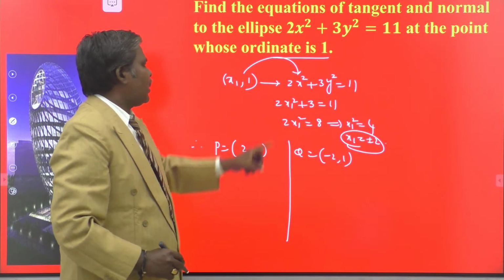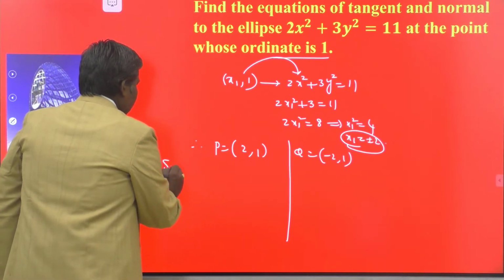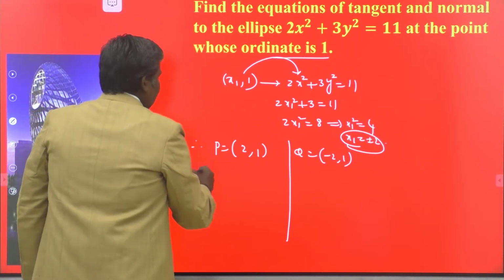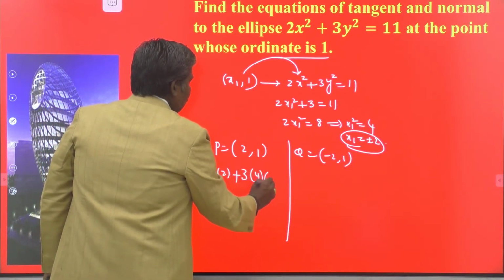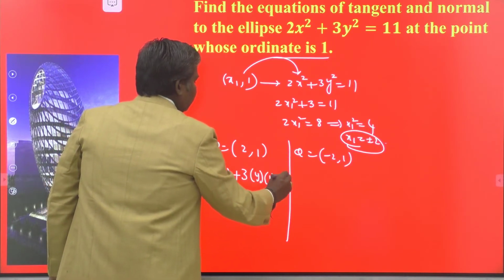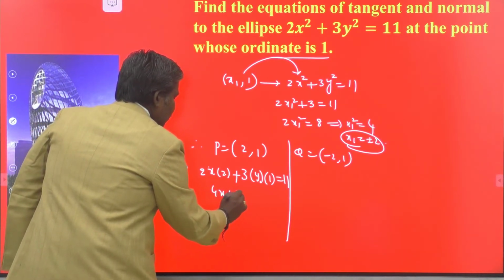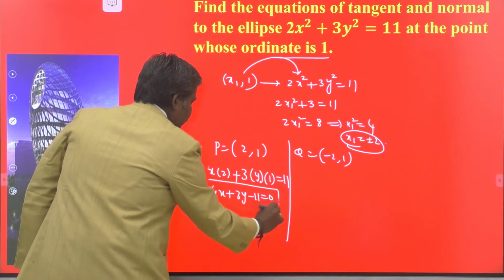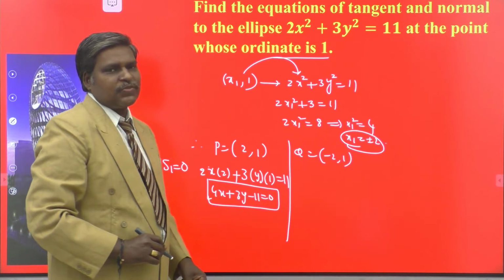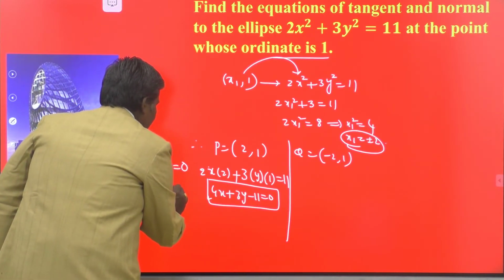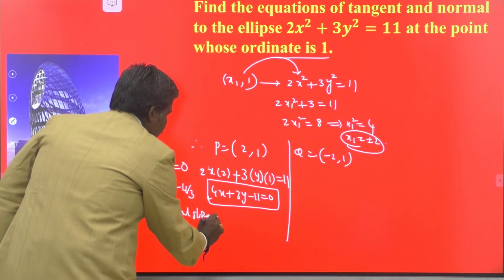So what is the tangent at point x1 y1 to the ellipse S equal to 0? S1 equal to 0, so I am going to write S1 equal to 0. 2 times x1 x, that is 2, plus 3 times y1 y, where y1 is 1, minus 11 is equal to 0. So what is the answer? 4x plus 3y minus 11 equal to 0. This is the equation of tangent. What is the slope of tangent? Minus 4 by 3. Slope of tangent m is minus 4 by 3. Normal slope is 3 by 4.